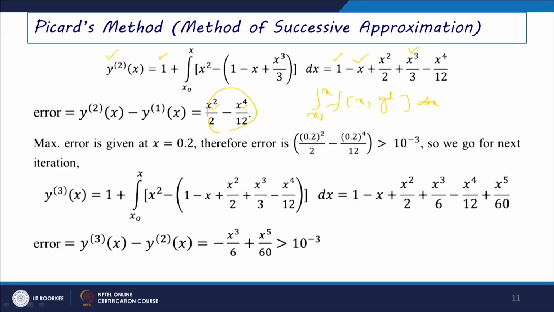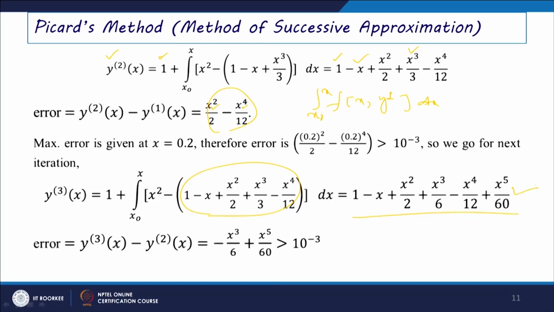If we go for the next iteration, we can write y3 of x, which is nothing but y0 plus the integral from x0 to x of f of x and y to the power 2, dx. So y to the power 2 is this term that we obtained, and if you integrate the whole term, the total term we obtain is 1 minus x plus x square by 2 plus x cube by 6 minus x to the power 4 by 12 plus x to the power 5 by 60.